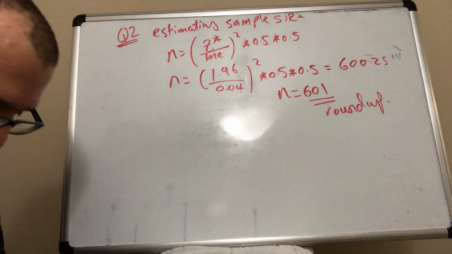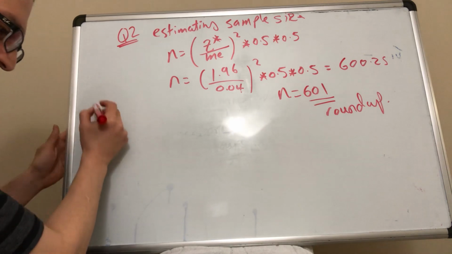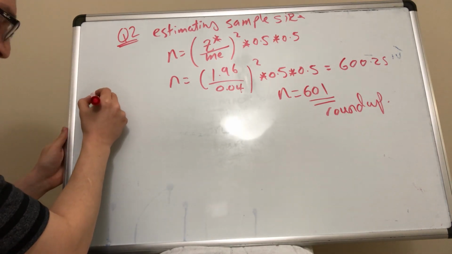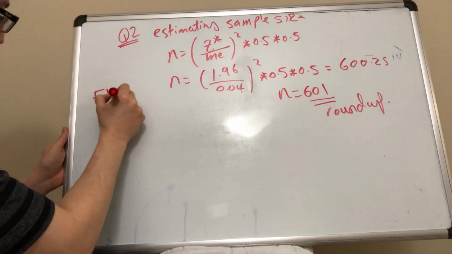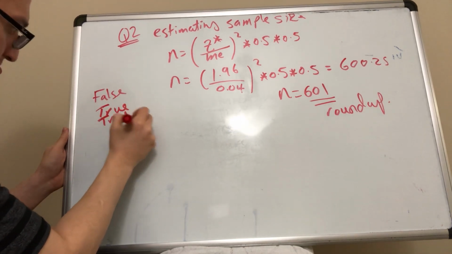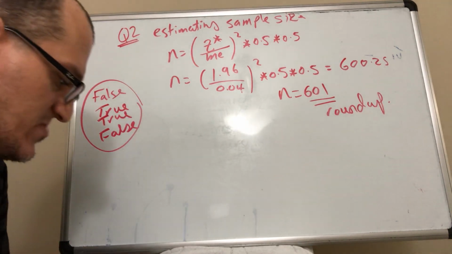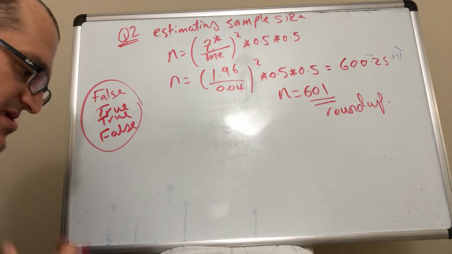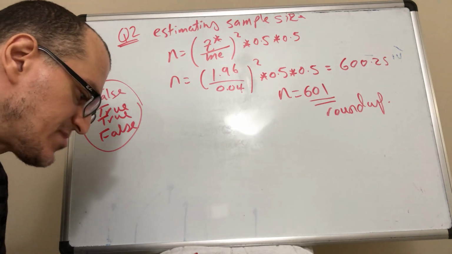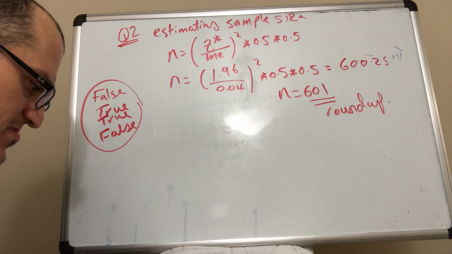So I'm going to go back to the question. Also, for true/false question 3, there are four true/false questions. The answer would be false, true, true, false. If you have anything regarding that, let me know. So we stopped at finding the confidence interval.